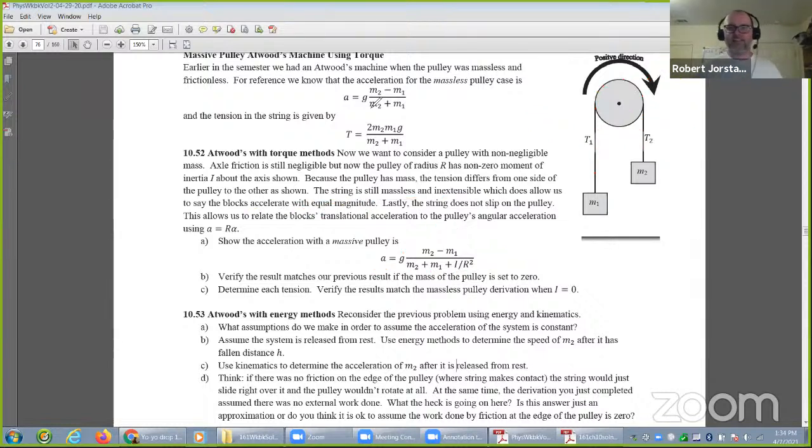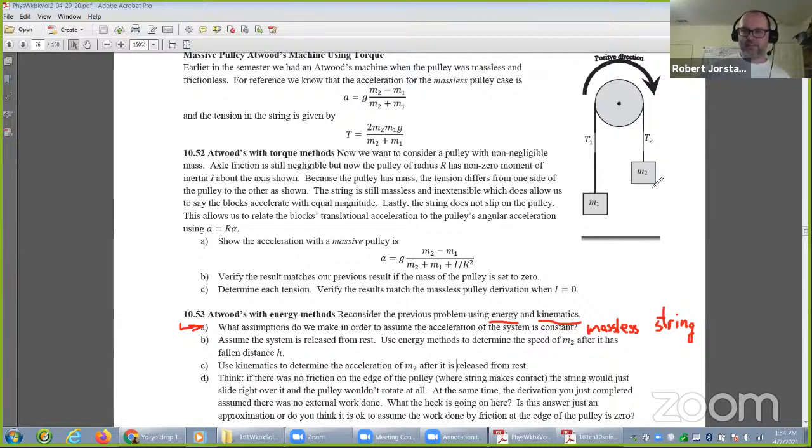That said, couldn't we then use energy and kinematics to do this problem? Oh, we just answered part A. What assumptions do we make in order to assume the acceleration of the system is constant? Massless string. So if you have a massless string, that's what gives us constant acceleration.